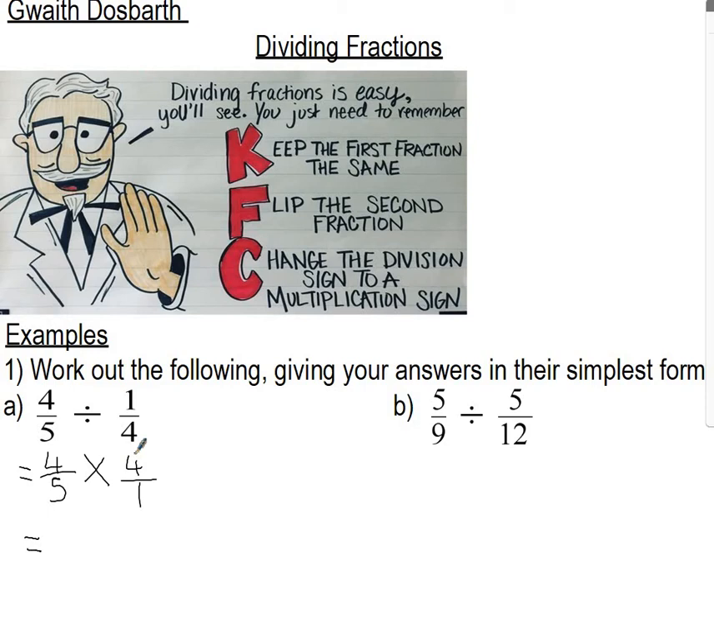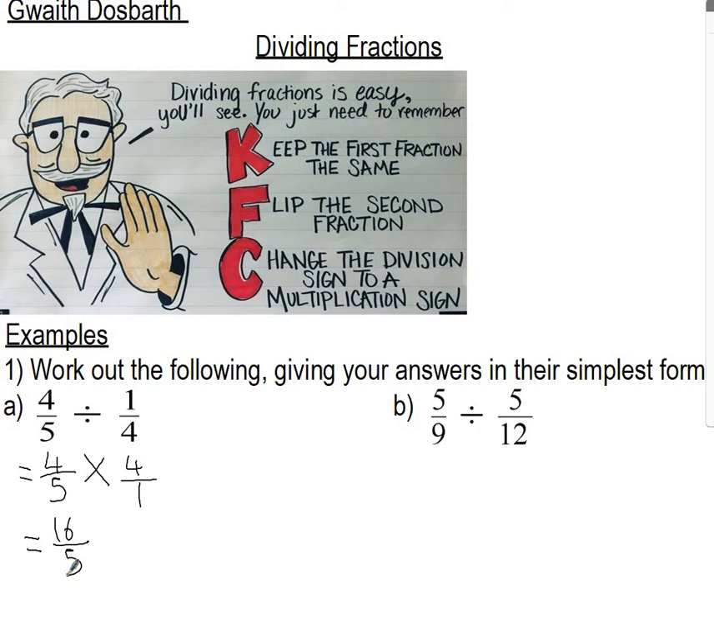So this one's quite straightforward. We just multiply the numerators. So 4 times 4 is 16 over 5 times 1 is 5. That gives me 16/5. Now you could change that into a mixed number, but we'll be learning that in the next few lessons, how to change an improper fraction, that's a top-heavy fraction, into a mixed number. So for now, we will just leave our answers in their simplest form. Dividing is just as easy as that.